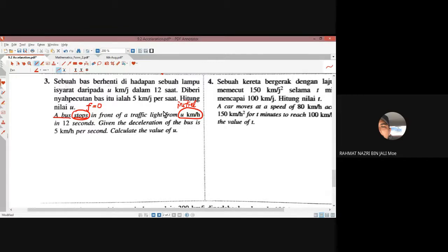So the question asks for initial speed. And what's your answer? 60, okay, correct, Fakir. 60 kilometer per hour.